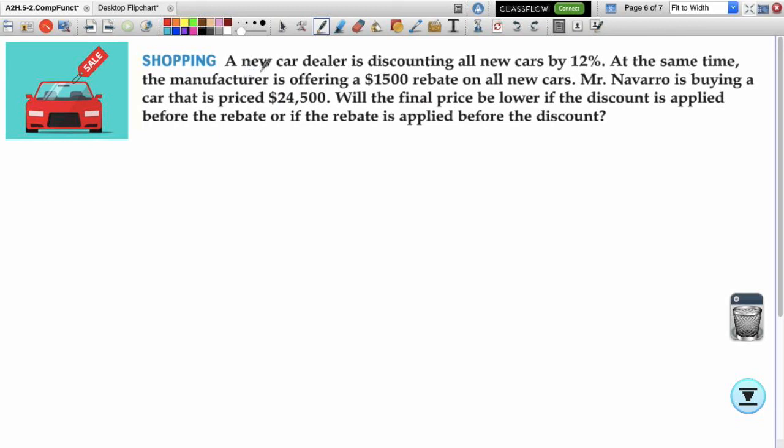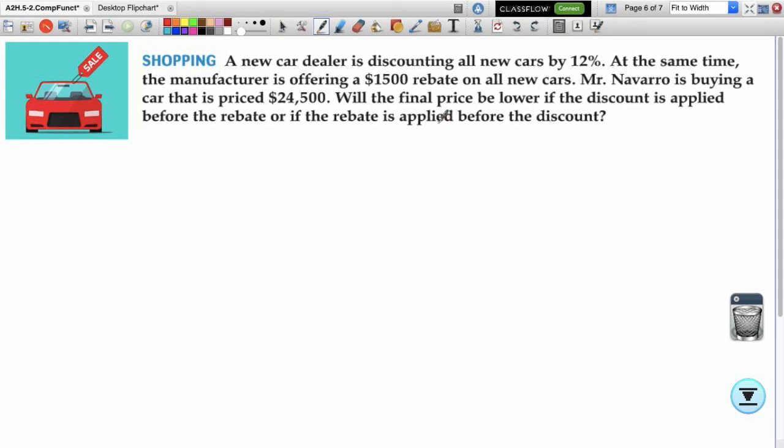A new car dealer is discounting all new cars by 12%. At the same time, the manufacturer is offering this rebate on all new cars. Mr. Navarro is going to buy a car that's priced at $24,500. Will the final price be lower if the discount is applied before the rebate or if the rebate is applied after the discount? So how is he going to save the most money?